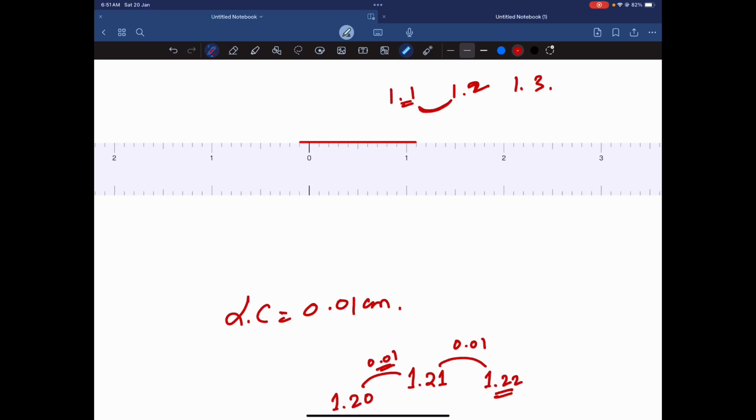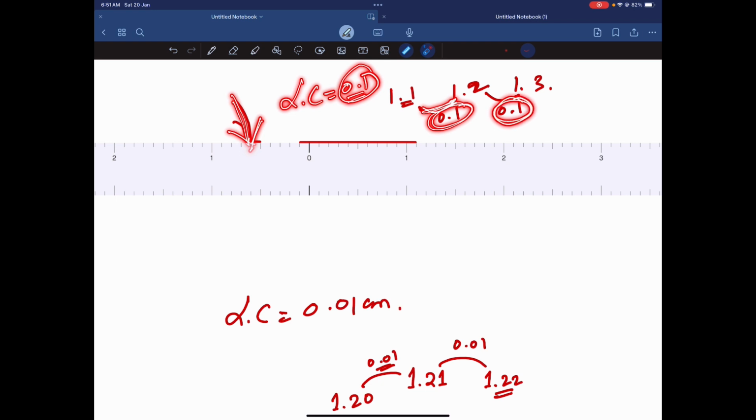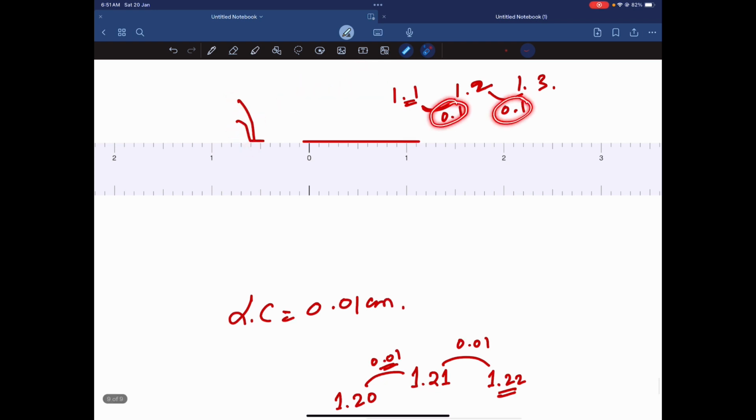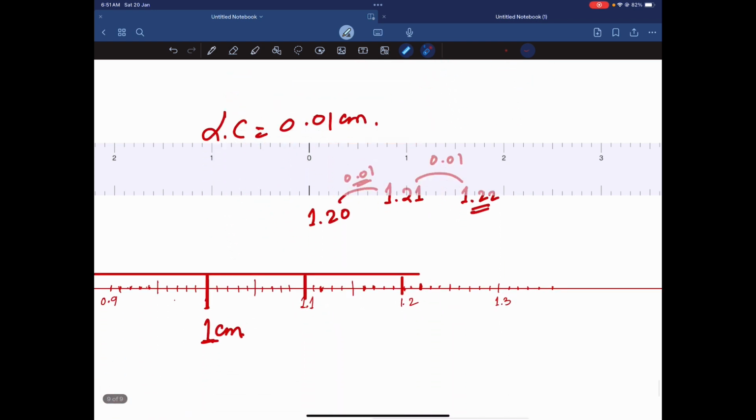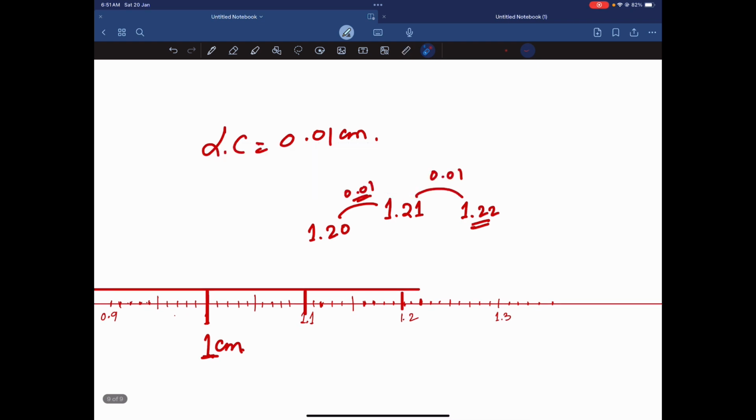What was the maximum possible error here? 0.1. In this ruler, the least count was 0.1. So the maximum possible error that you could make was 0.1 centimeter. That was the possible error. Here, what was the least count? 0.01. So the maximum possible error that you made here is 0.01. The least count gives the value of the error.